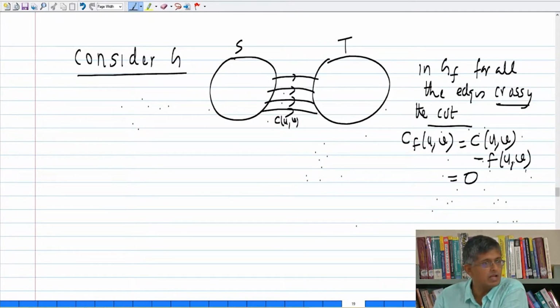In G it would have looked like this. Some edges are all there, and they all have some capacities. They might even be 0, doesn't matter. Some capacities are there. In G_f all these edges have vanished. Otherwise you would have found one more vertex which you put inside T which should have been in S. All these edges are not there. Their residual capacity is 0.